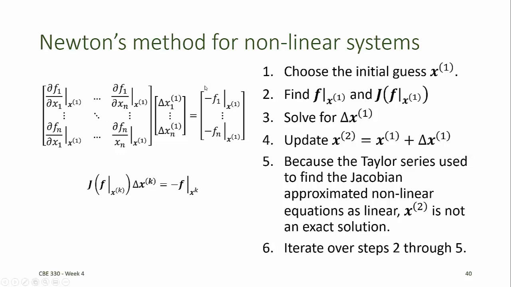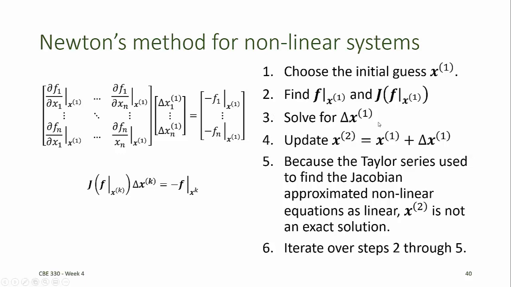Newton's method is a technique for converting a system of nonlinear equations to an approximate system of linear equations. So we choose our initial guess for the solution vector x. We find the values of f1 through fn at that initial guess, and we also compute the values of each element of the Jacobian matrix at the initial guess. Then we solve this linear system for the unknowns delta x1 through delta xn, which make up our vector delta x for the first iteration.